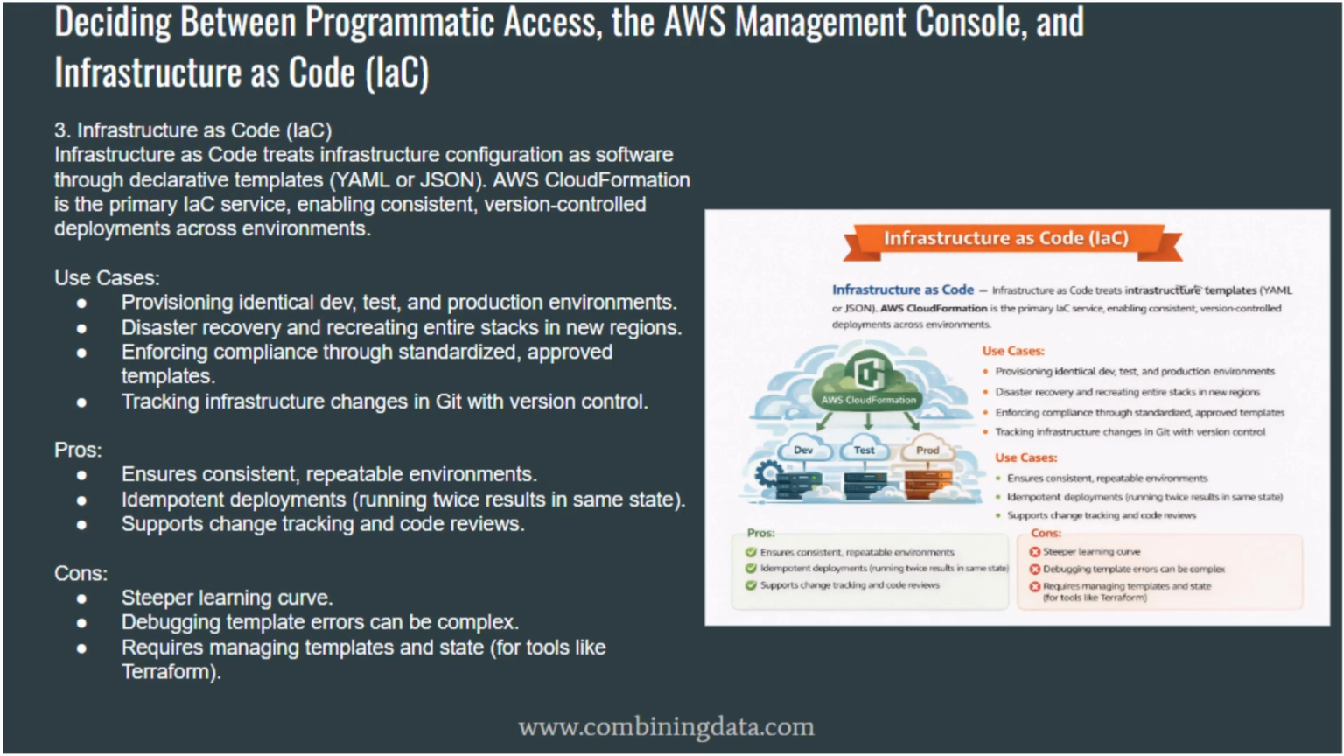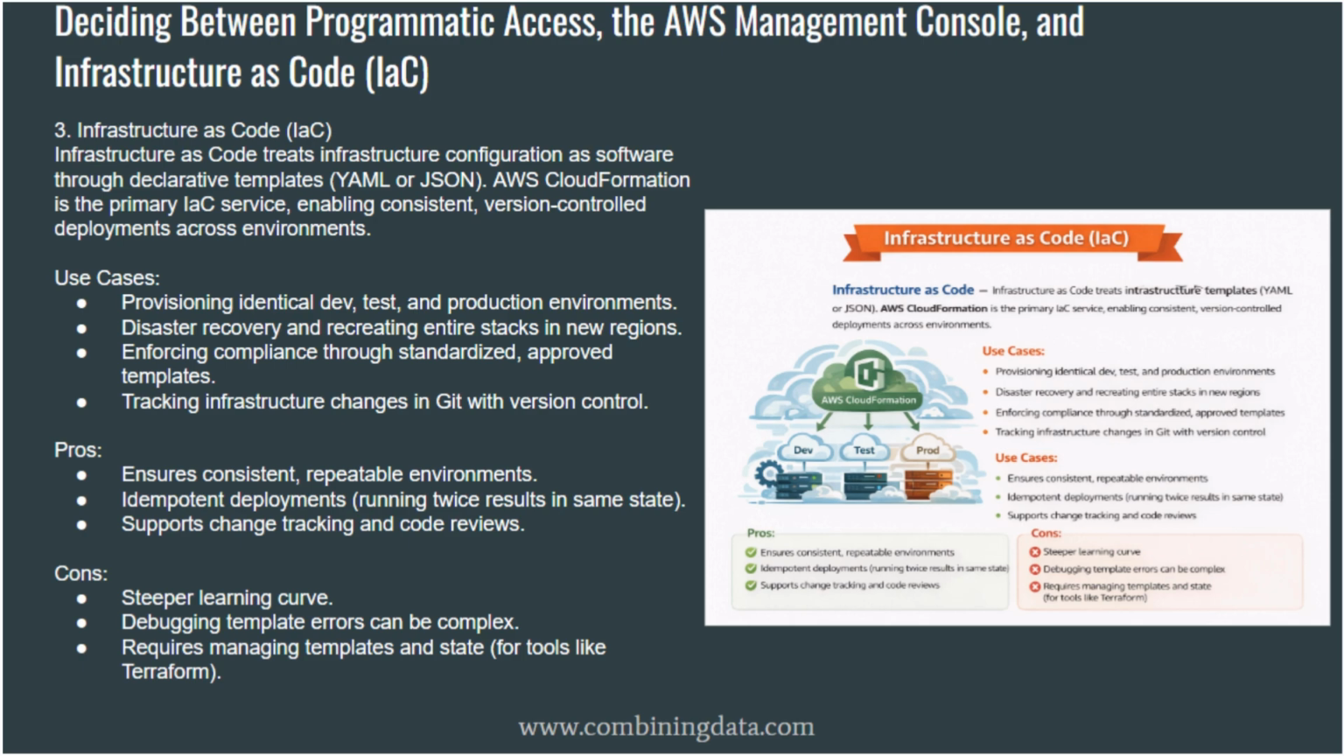Third, when to use infrastructure as code. IaC, infrastructure as code, is the most mature and production-ready approach. You should choose IaC when you need consistent environments, dev, test, prod. Infrastructure must be repeatable, auditable, and version-controlled. You want to reduce human error and enforce governance. With AWS CloudFormation, you define infrastructure in templates instead of clicking buttons.